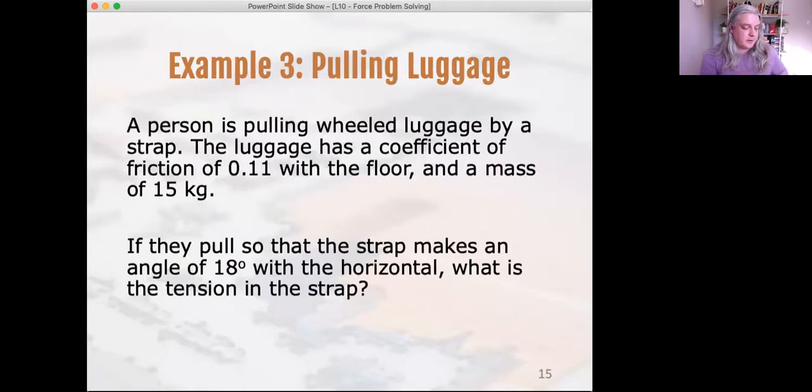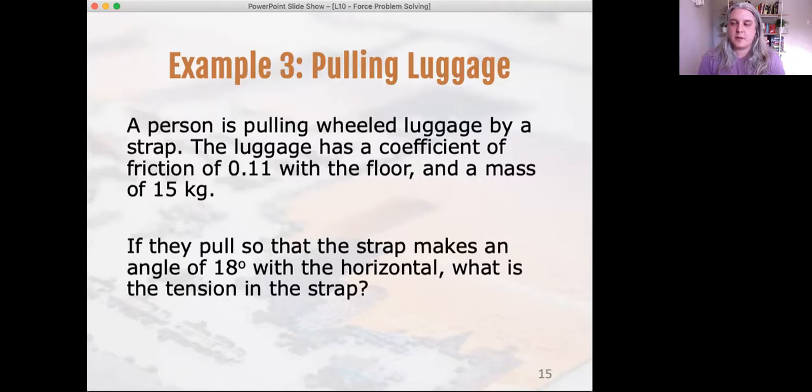So this one, there's nothing too new here. This one will be quite a quick little example. Before I jump over to the document camera, let's read the question. A person is pulling wheeled luggage by a strap. The luggage has a coefficient of friction of 0.11 with the floor and a mass of 15 kilograms. If they pull so that the strap makes an angle of 18 degrees with the horizontal, what is the tension in the strap?